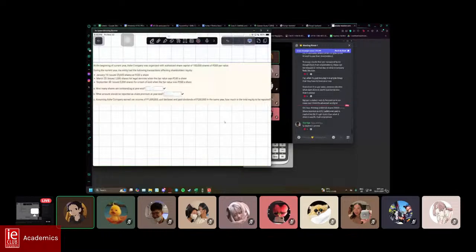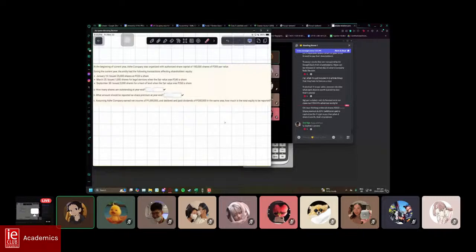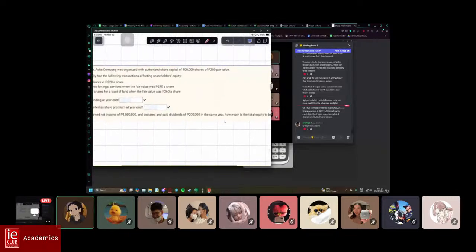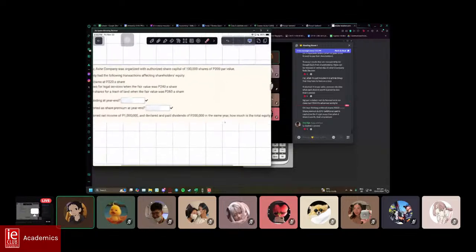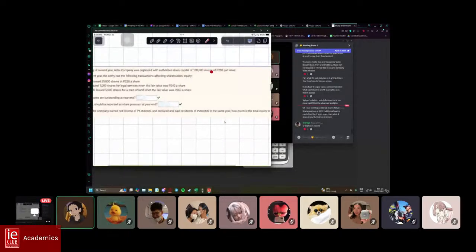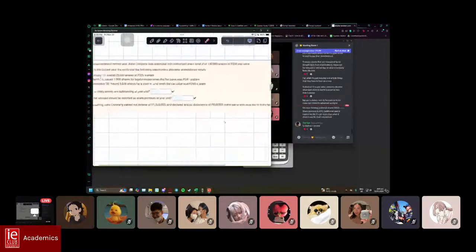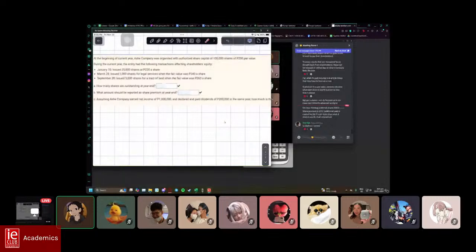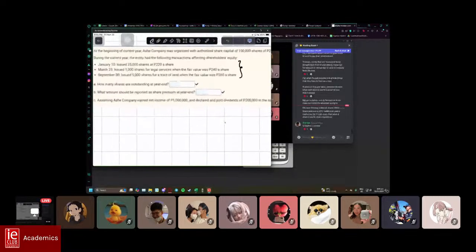What you have to remember is don't be fooled. When it says authorized share capital of 100,000 shares, that doesn't mean 100,000 shares were issued already. It just means they're allowed to issue 100,000 shares, but they haven't actually issued 100,000 already. So for the issuing, we're going to be basing it off of this.